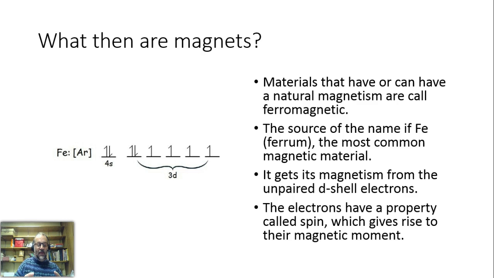When you take a chunk of iron, these individual atoms exert forces on each other. That force causes them to try and line up with each other so that they have north poles and south poles lined up and get into a lower energy state.